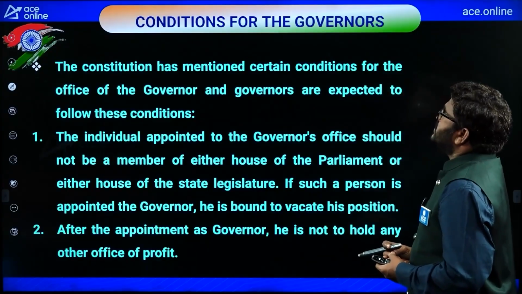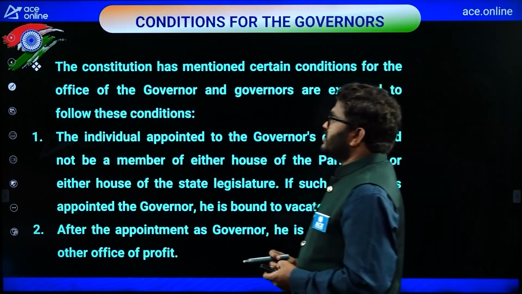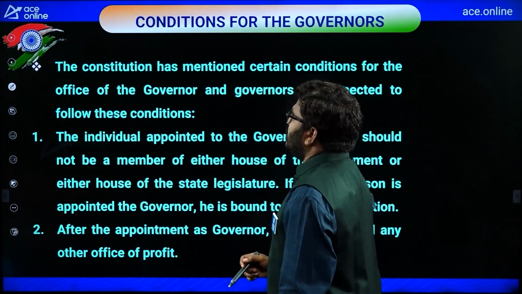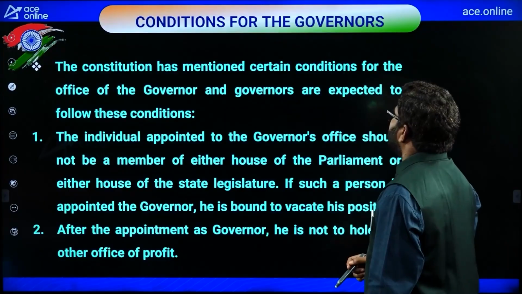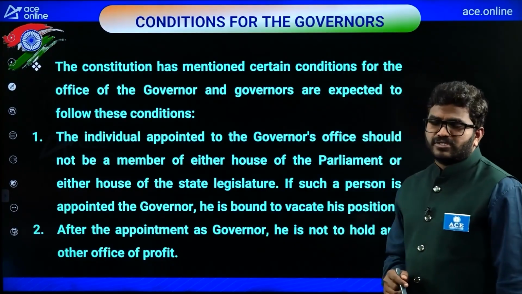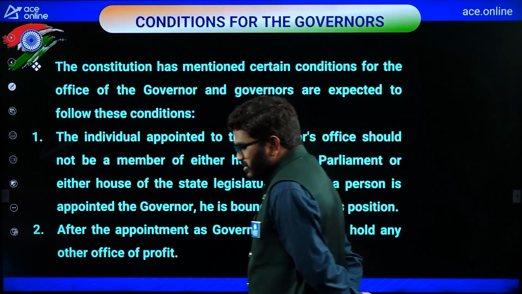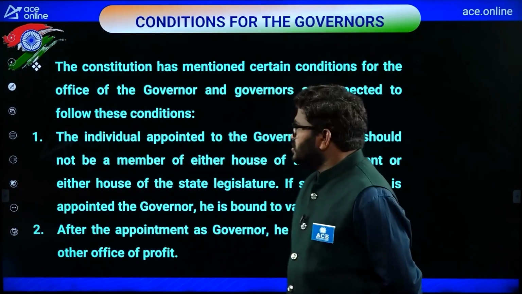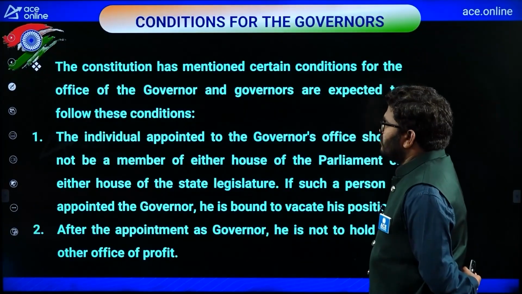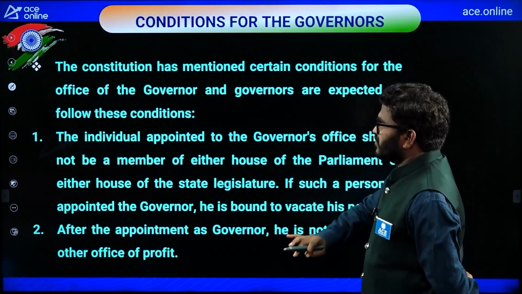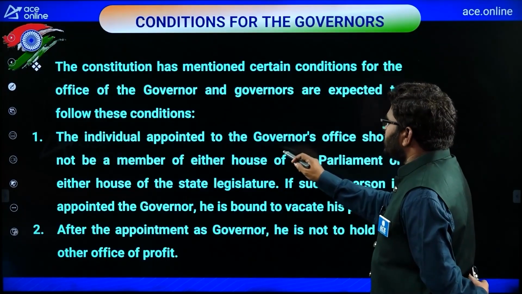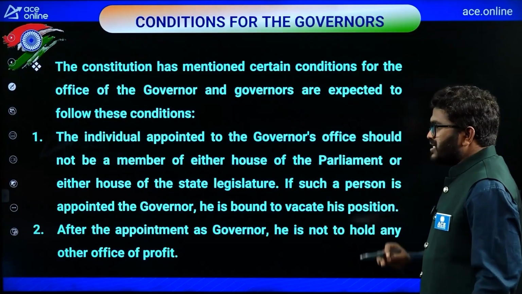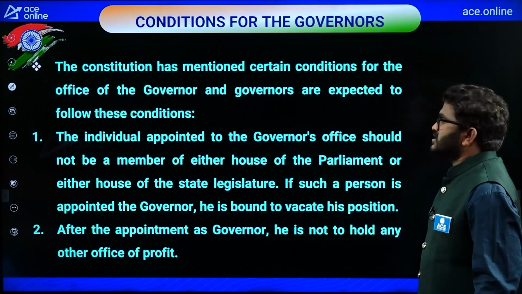Now, conditions for the governors. Now see here, the Constitution has mentioned certain conditions for the office of the governor, and the governors are expected to follow these conditions. So the Constitution of India gave some conditions to fulfill the governor's office. What are those? Here we'll see what those conditions are. First one, the individual appointed to the governor's office should not be a member of either house of the parliament or either house of the state legislature.